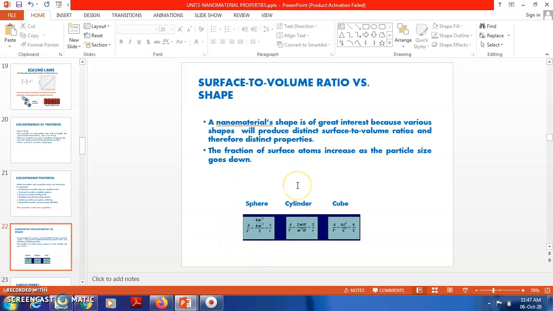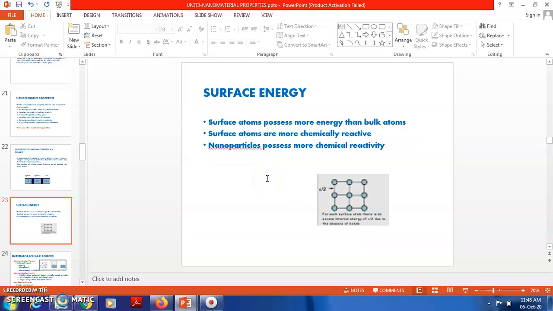So nanomaterial shape is of the greatest interest because various shapes will produce distinct surface to volume ratios and therefore distinct properties. That is a very important thing. At the same time, the fraction of surface atoms increases. That is a very important point: as the particle size goes down, the fraction of surface atoms increases.